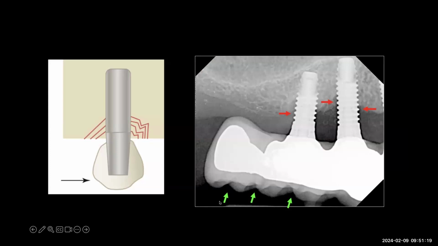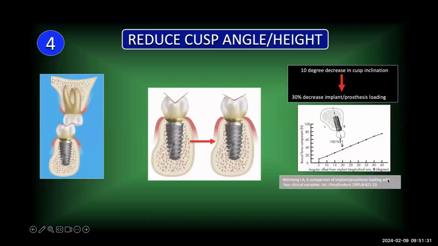On this particular case, look at green. Look at these cusp tips. They're huge. That patient's biting down. These are shear forces, and that's why you see all this bone loss around the crestal area. We want to reduce the cusp angle and the height. Why is that? If you decrease the cusp inclination by 10 degrees, it'll decrease the loading by 30%.